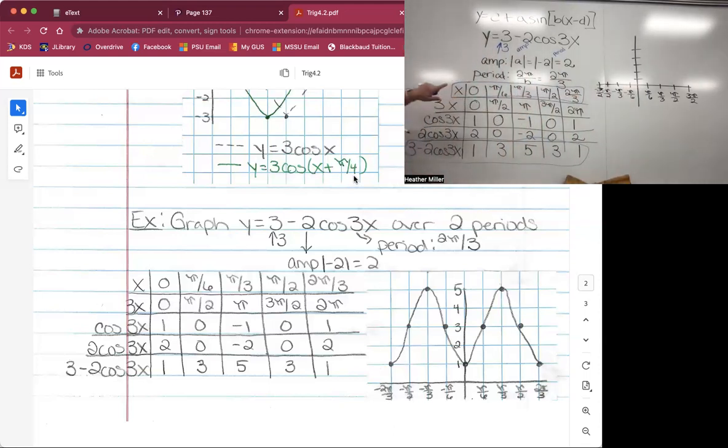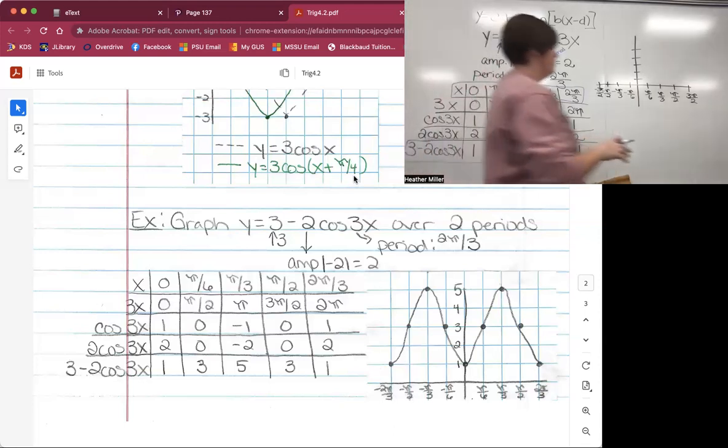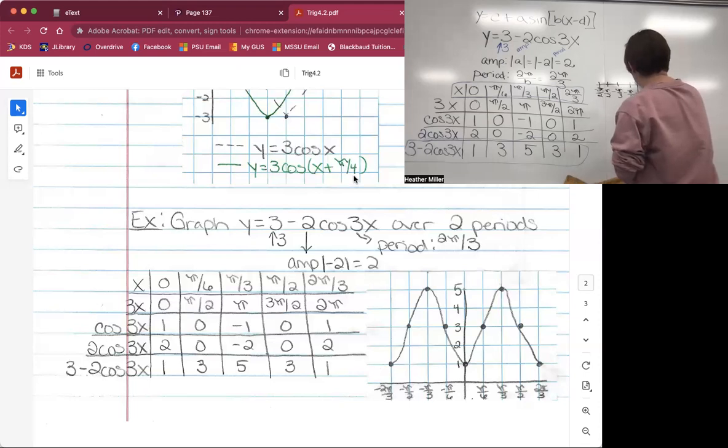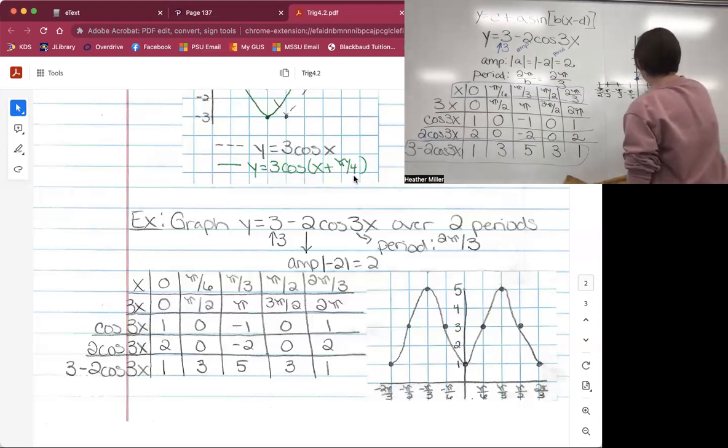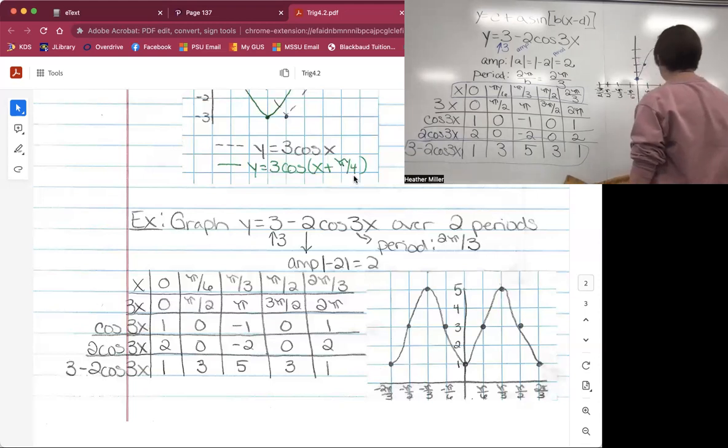Okay, when x is 0, y is 1. When x is pi over 6, y is 3. Pi over 3, we're at 5. Pi over 2, we're at 3. And 3 pi over 2, we're at 1. So over one period, we look like this.